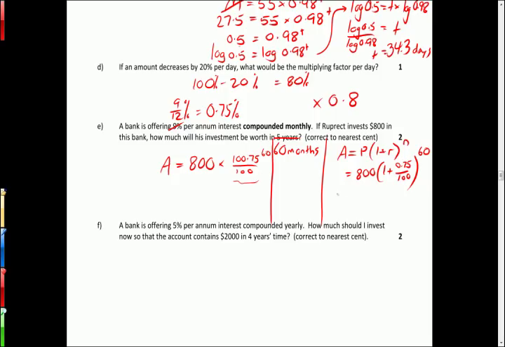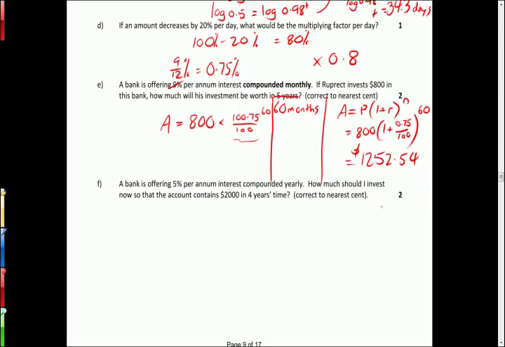So the amount of money coming out with either method, correct to the nearest cent, is 1252.54. The next number is 4, so we don't round the 54 up. Dollars, yes, we've got to put that on there, and it told us round to the nearest cent, and we did. Now, I'll also check, sometimes it might say, you know, what interest was earned, so I'd have to take the 800 back off it. But no, it just says, how much will the investment be worth? That's true. It was worth 800, now it's worth 1252.54. Now a bank's offering 5% per annum interest compounded yearly.